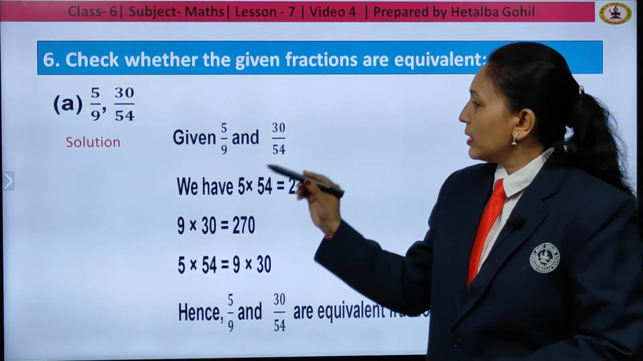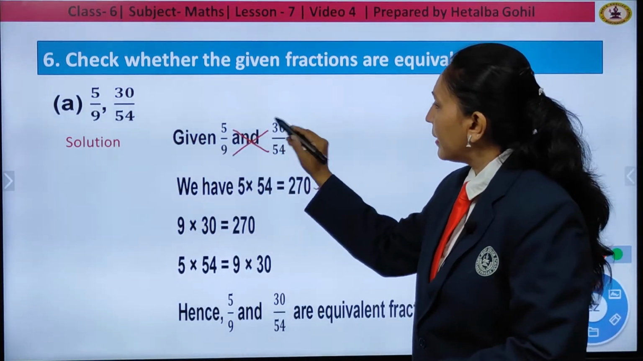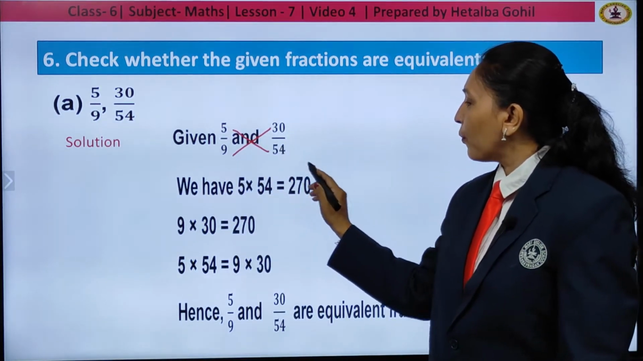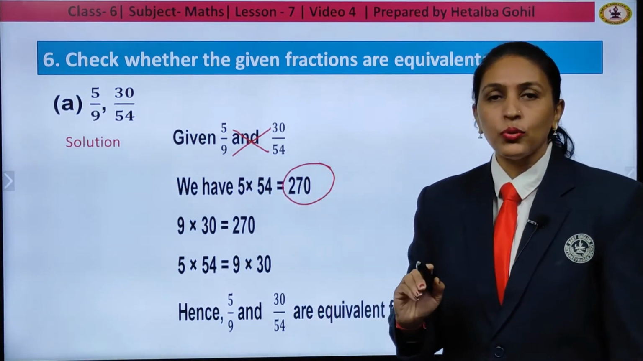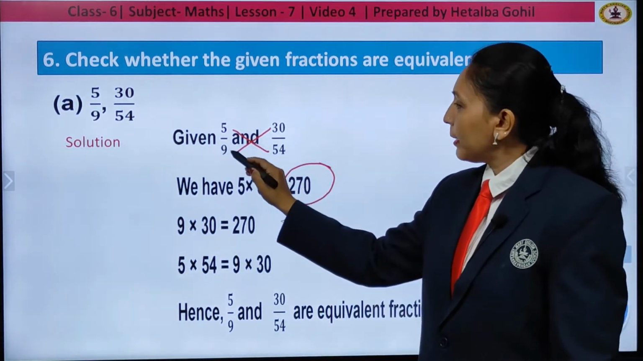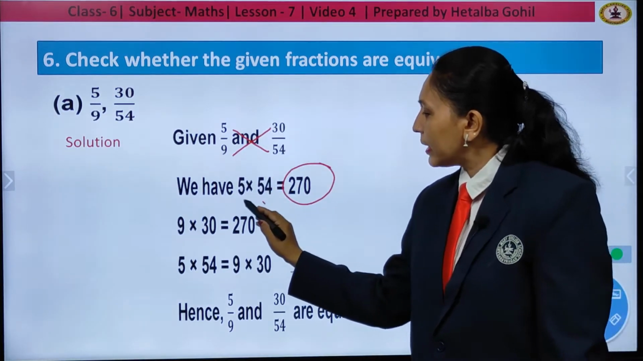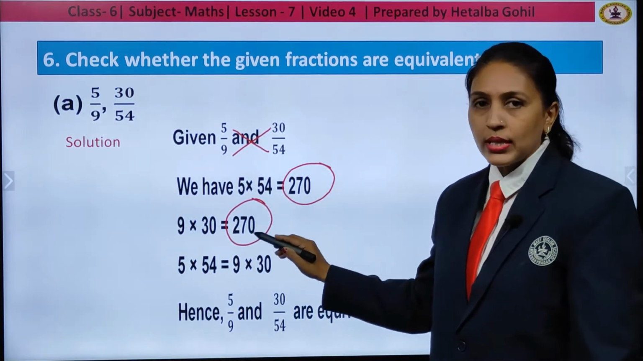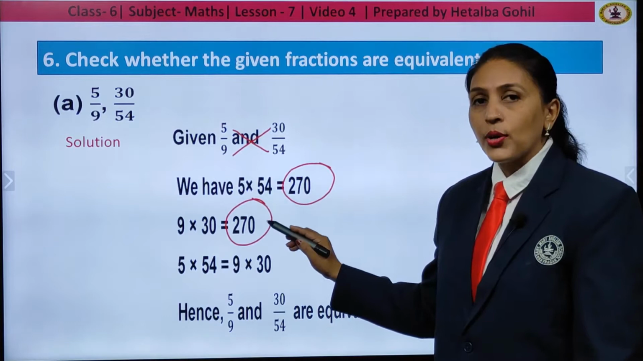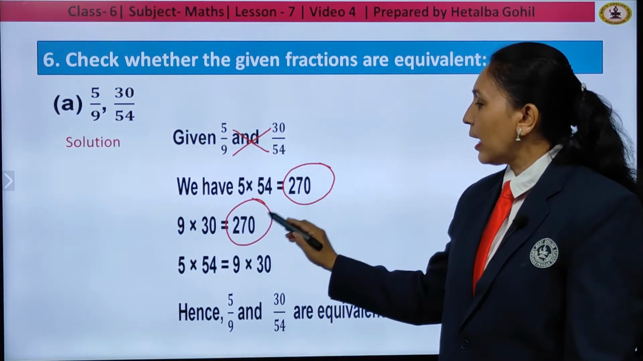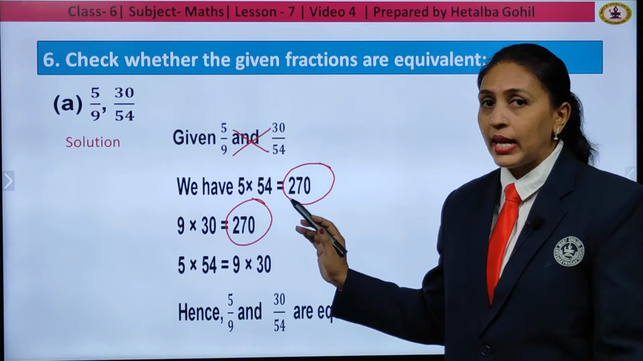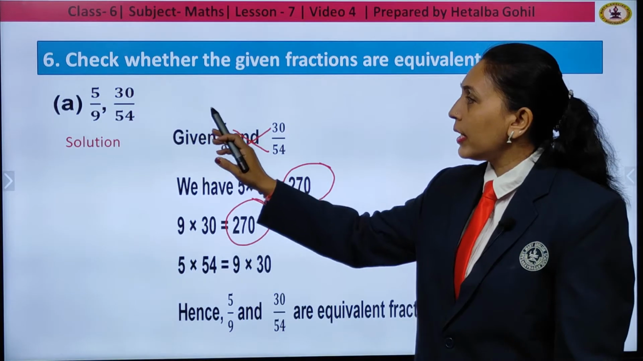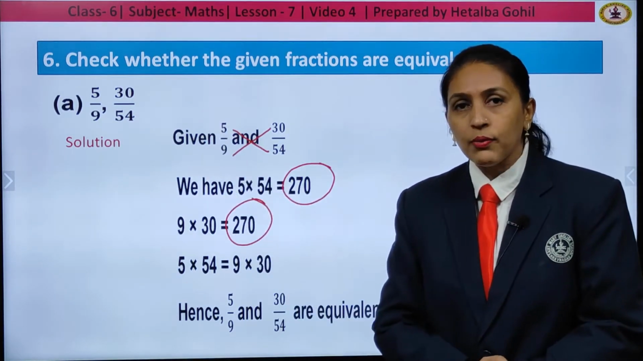Okay. So now just cross multiply the numbers. How? Just see. Now we have 5 into 54. 5 into 54 we will get 270. Now multiplying 9 and 30, again we will get 270. Now if both the answers you get are the same after cross multiplying the fractions, that means 270, 270 are the same here. Therefore, children, we can say that 5 upon 9 and 30 upon 54 both are equivalent fractions.